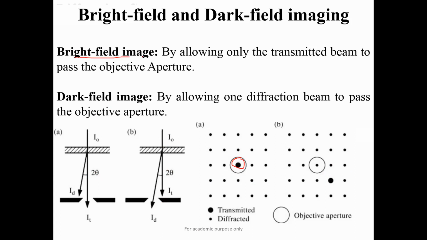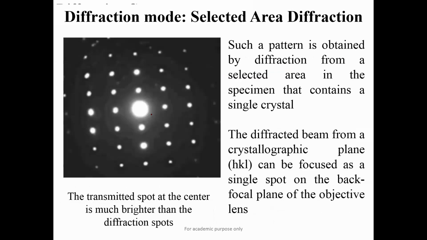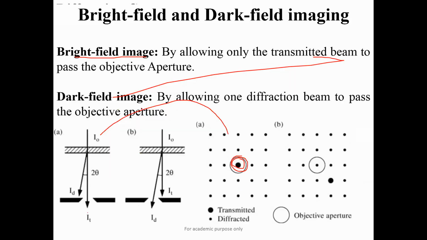So just by stopping and allowing, we get a different kind of dark field image or bright field image. In the bright field image, the point to remember is that the transmitted beam will pass through the objective aperture. Here you can see the transmitted beam is passing through the aperture. So this will give this kind of pattern. Here you can see that even the transmitted beam can be seen. This is the spot corresponding to the transmitted beam. That's why it's very bright.